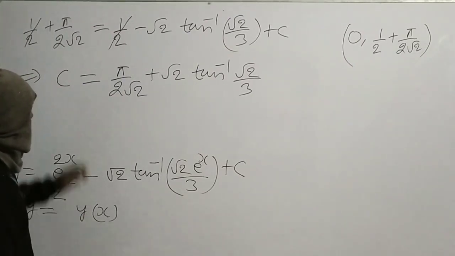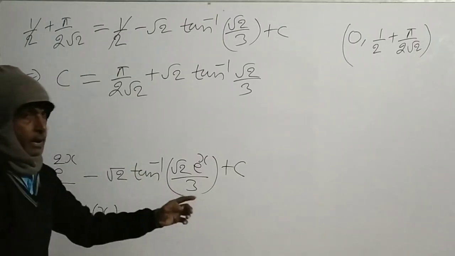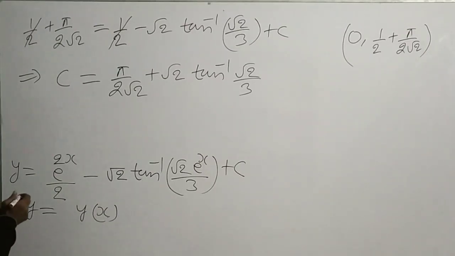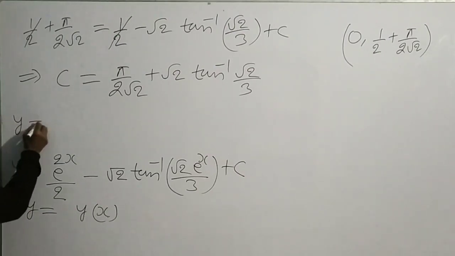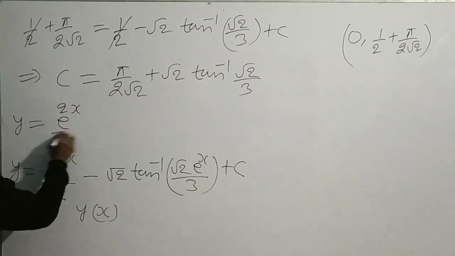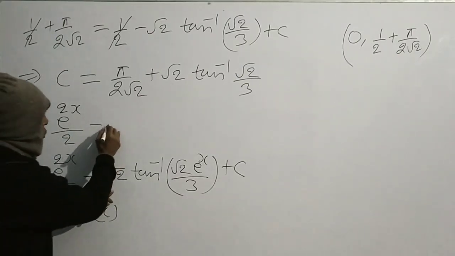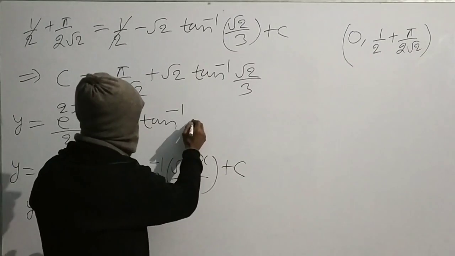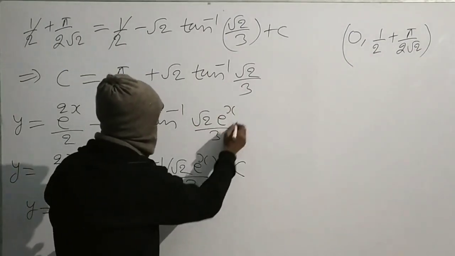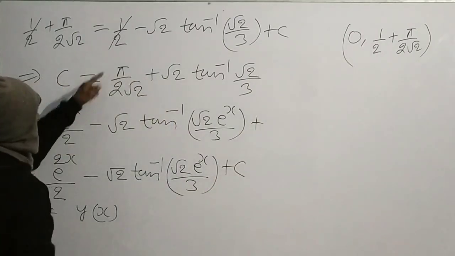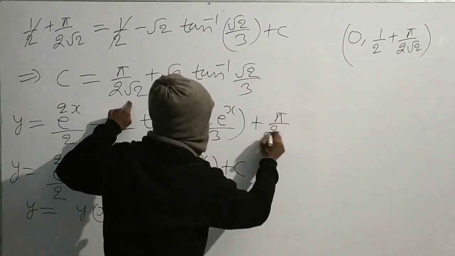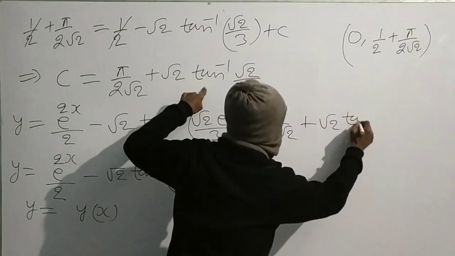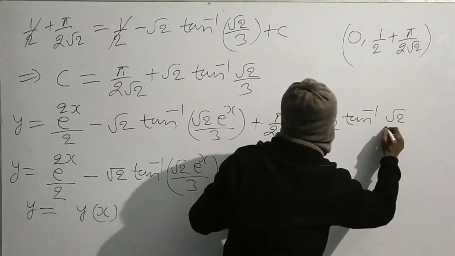When we put this value of c in place of this c, we get the exact equation of that curve. y is equal to e to the power 2x by 2 minus root 2 tan inverse root 2 e to the power x by 3 plus pi by 2 root 2 plus root 2 tan inverse root 2 by 3.